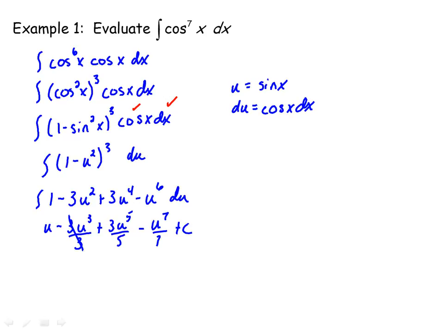And now all you gotta do is plug in your u. Well, what is u? It's been forever since we've seen it. So we have sine x minus sine cube x plus, you can do 3 sine to the 5th over 5 if you want to, or you can pull it out, say 3/5 sine to the 5th x minus 1/7 sine to the 7th x plus c. And there's your trig.